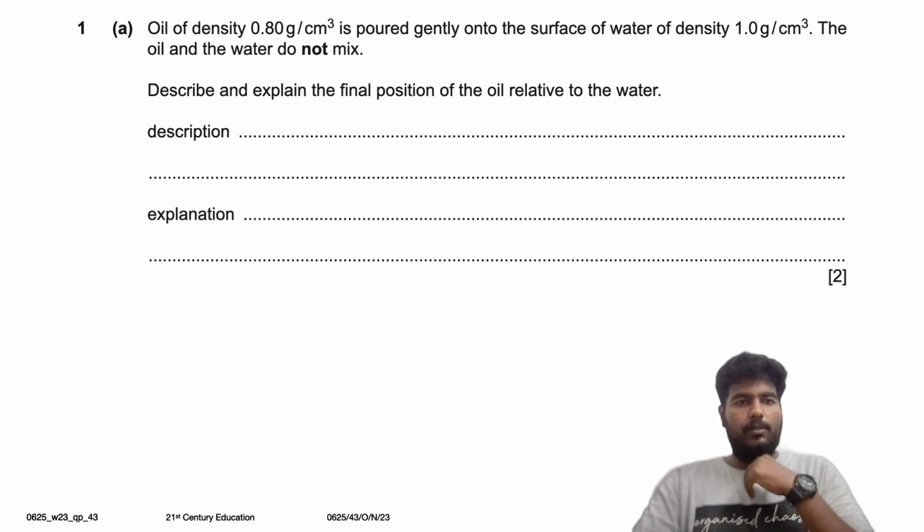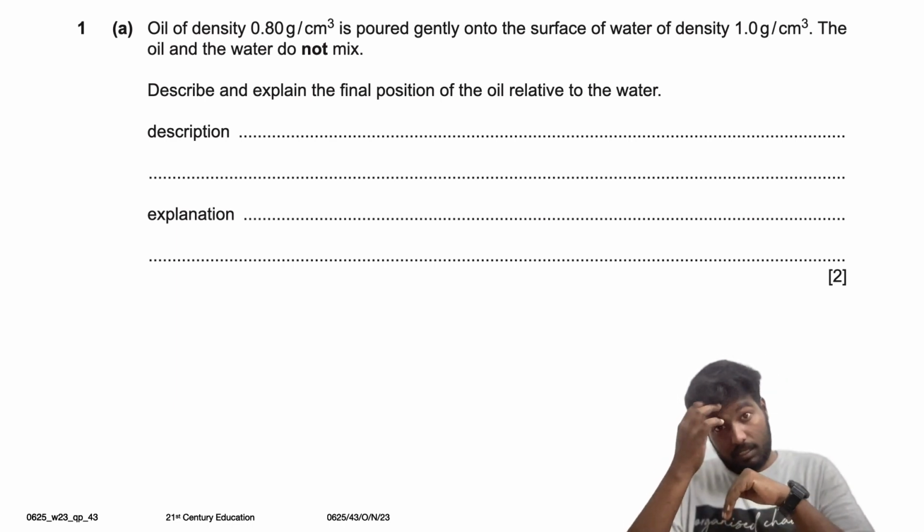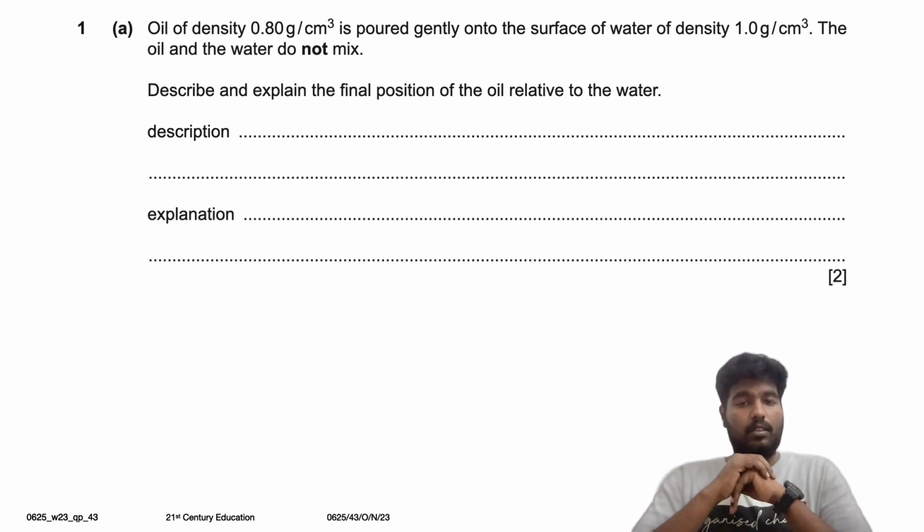So the first question is about density. Oil, density 0.80 gram per centimeter cube, is poured gently onto the surface of the water, density 1 gram per centimeter cube. Oil and water do not mix. Describe and explain the final position of the oil relative to the water.